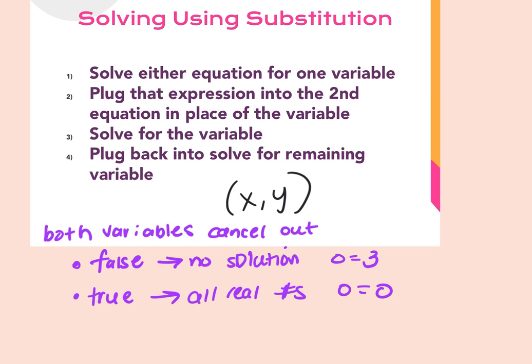So those are the special cases with substitution. The variables will literally cancel out. True statement, all real numbers, false statement, no solution. When you do it graphically, you'll see them not overlap. It would be parallel lines, or the same line.